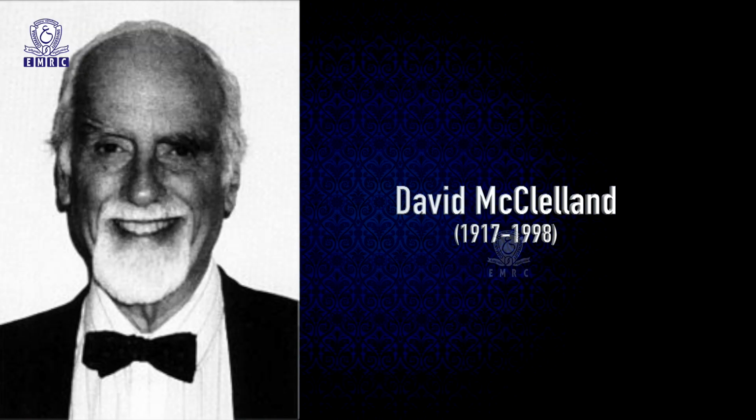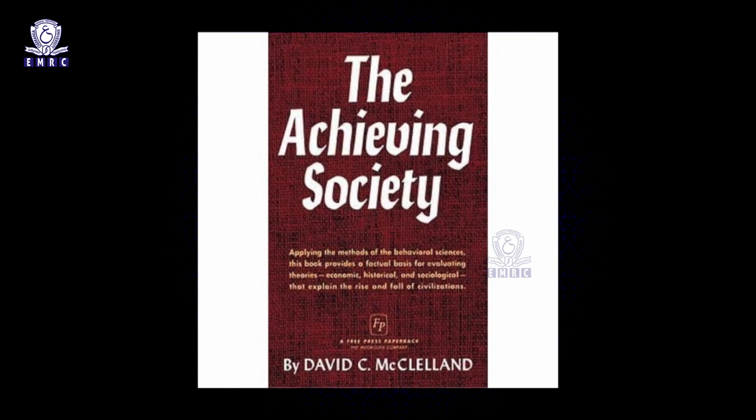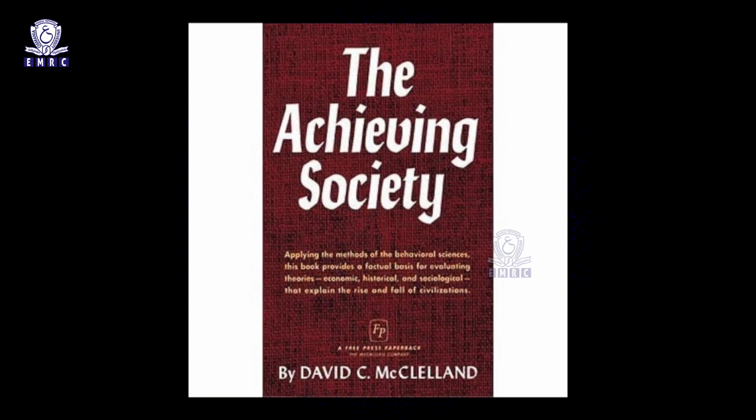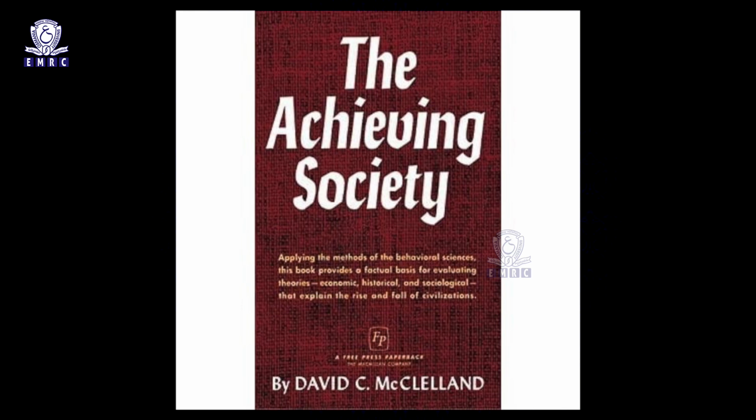David McClelland, the American psychologist, in Achieving Society, published in 1967, approached this subject from a psychological perspective with his motivations theory, arguing that modernization cannot happen until a given society values innovation, striving for improvement and entrepreneurship.